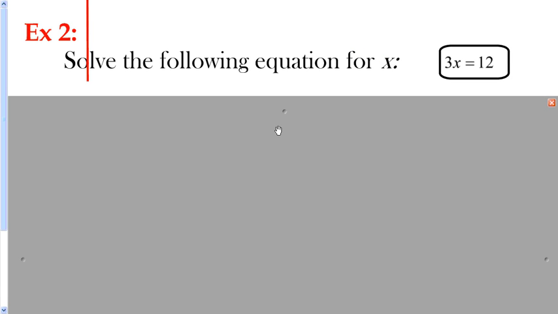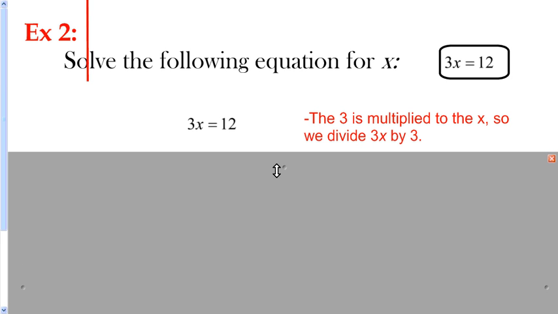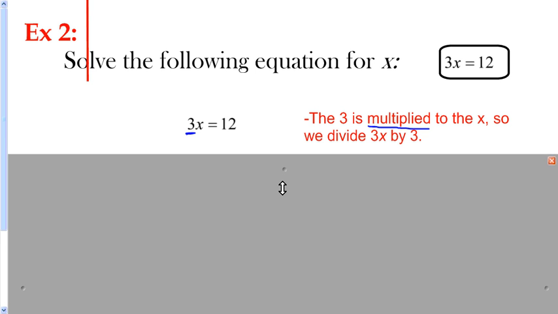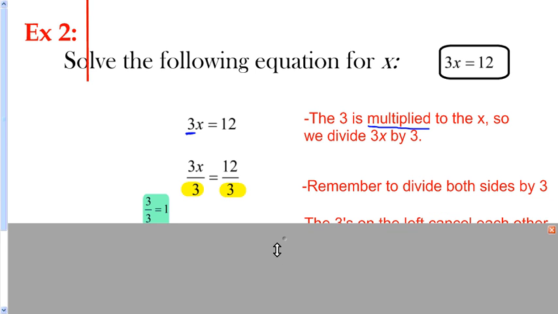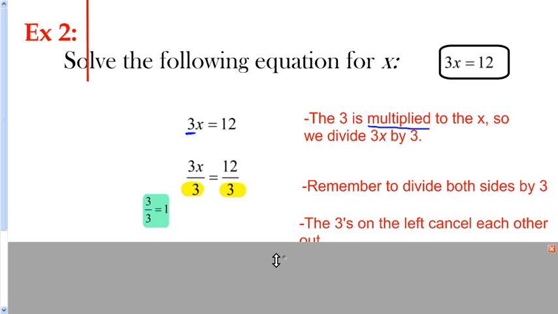Okay, next example. 3x is equal to 12. So if I scroll down here, we need to get rid of the 3. To get rid of the 3, we have to know what the 3 is doing to the x. The 3 is multiplied to the x. So the reverse of multiplication is division. To get rid of the 3, we have to divide by 3. So you see here we're dividing both sides by 3.